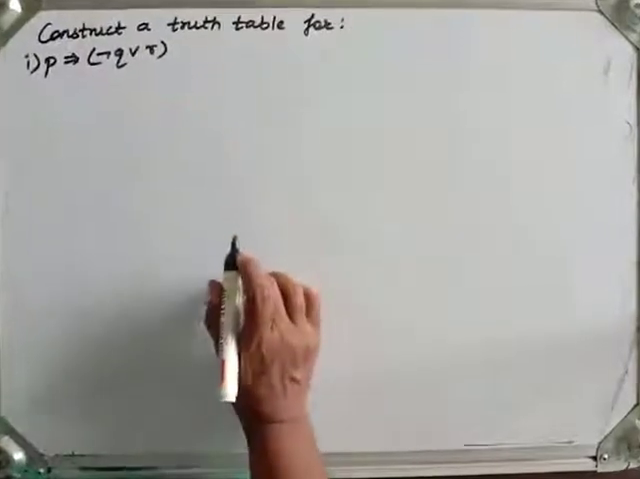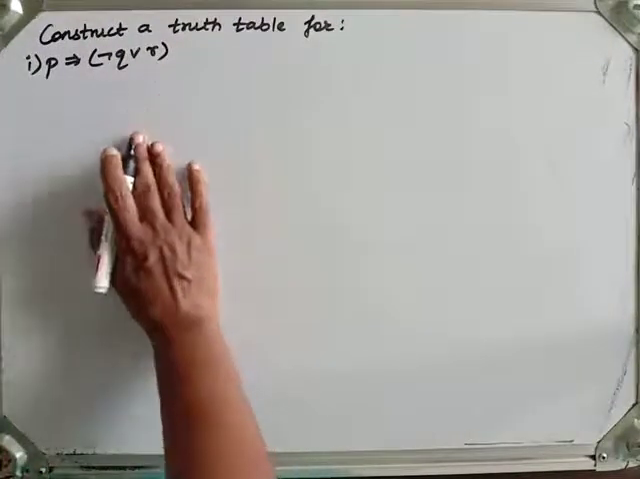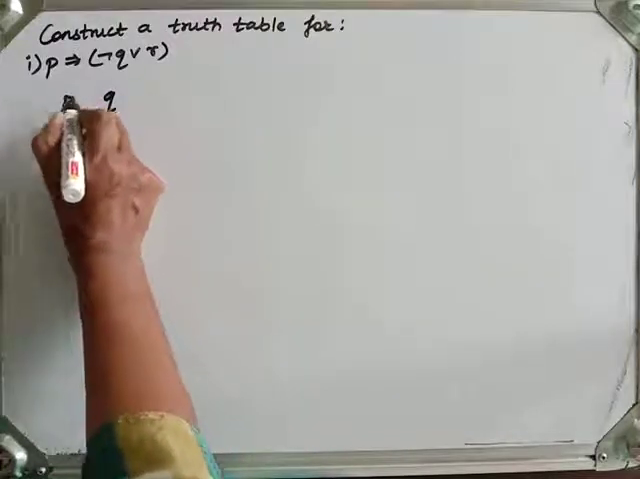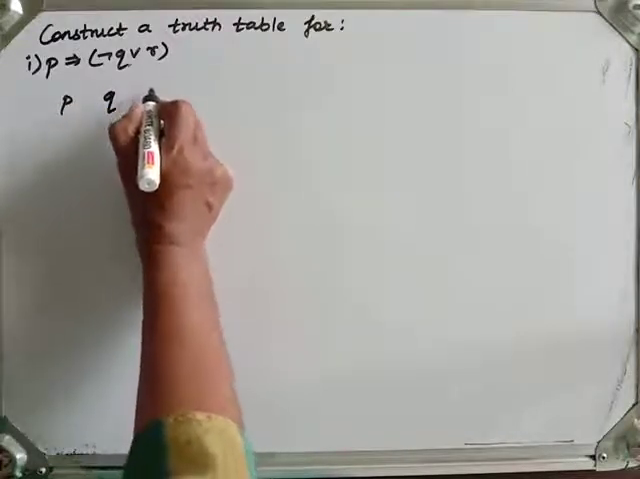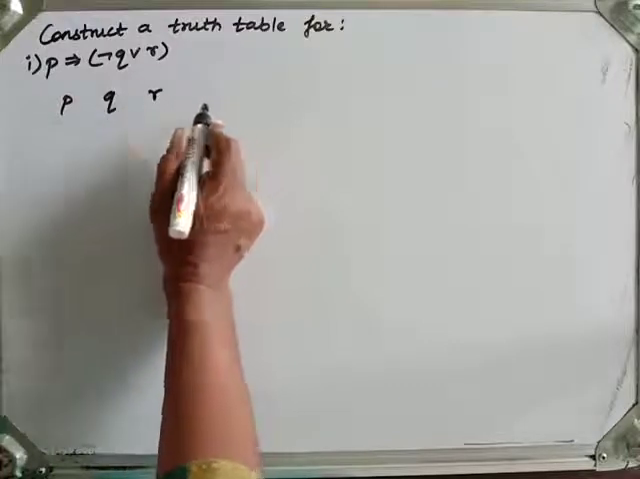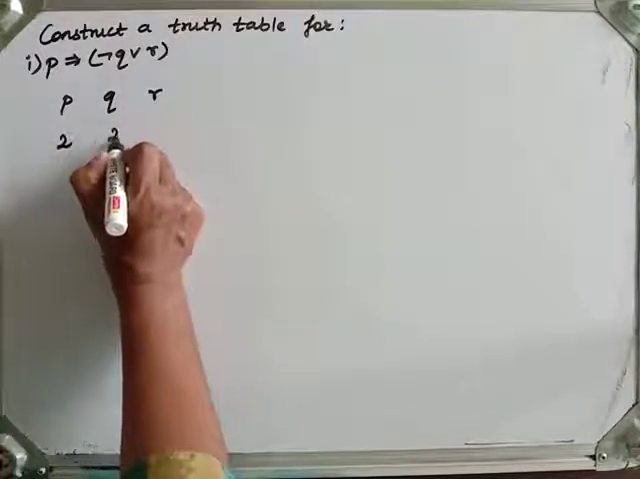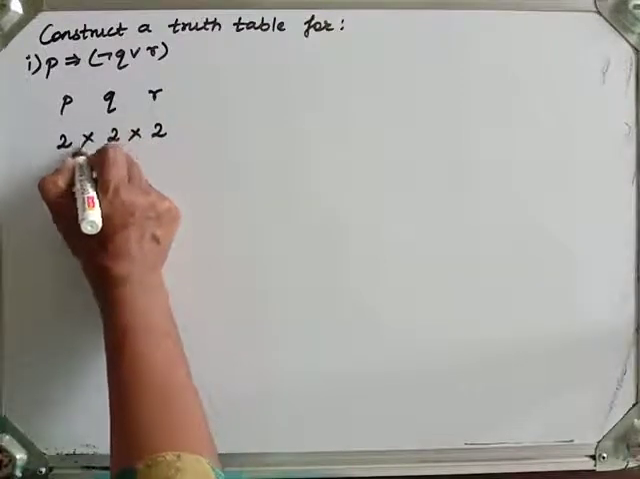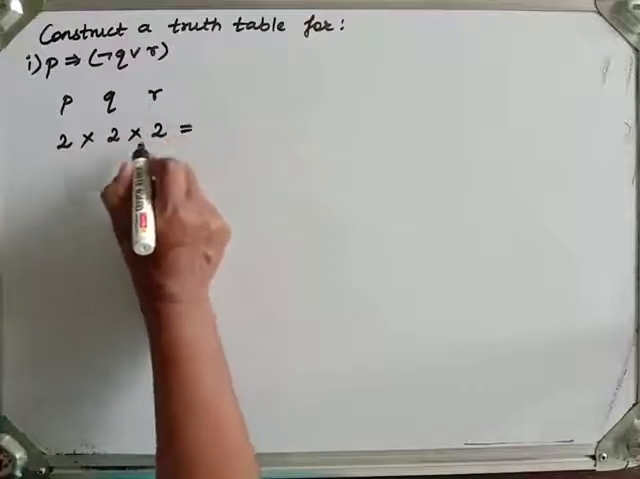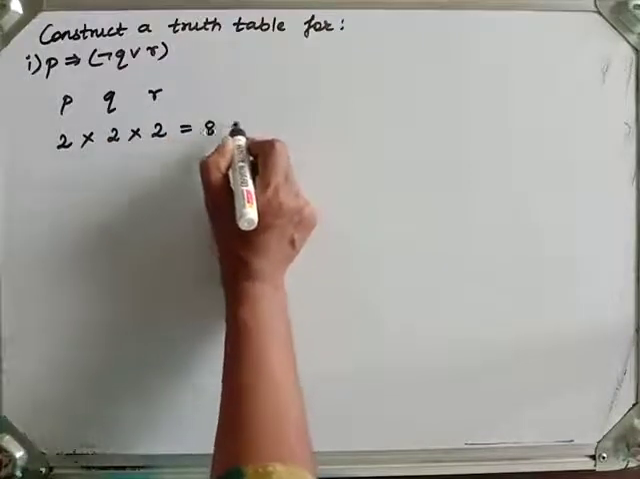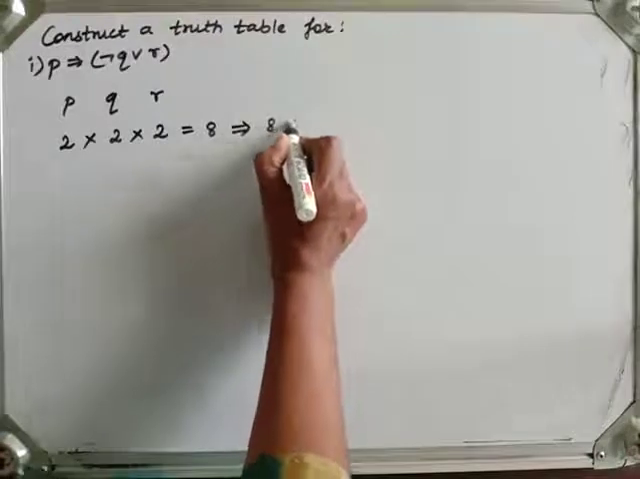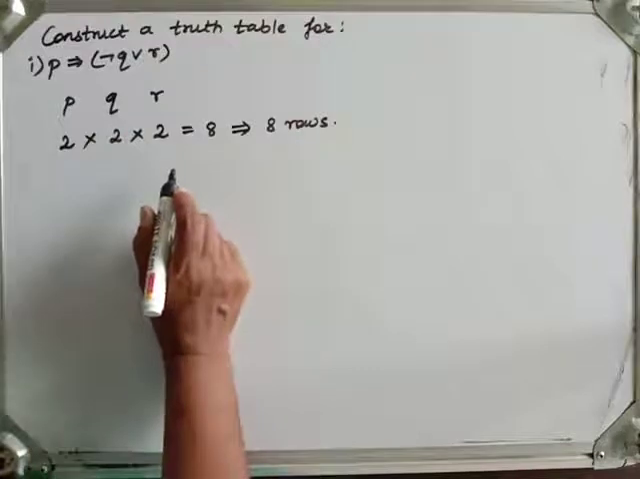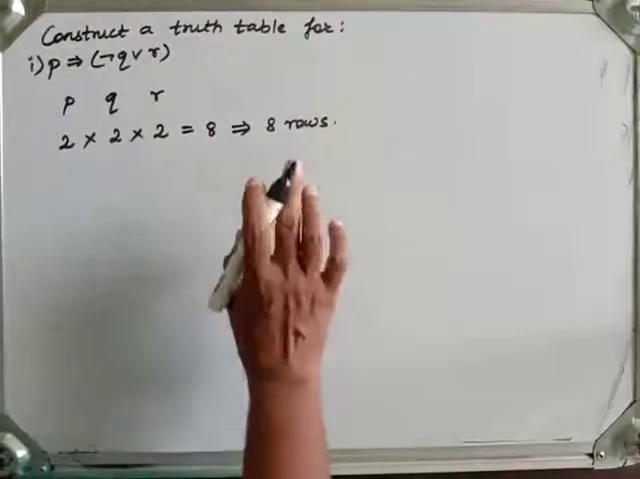Here I have taken three variables. In previous problems we took two variables. I already taught you each variable has two possibilities. So let me take the total possibilities first. P has two possibilities, Q has two possibilities, and R also has two possibilities. So the total is 2 into 2 into 2, which is 8. This implies there are 8 rows in our truth table. So 3 variables and 8 rows.